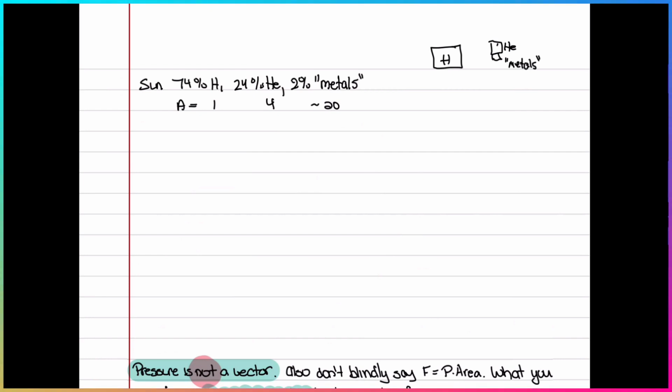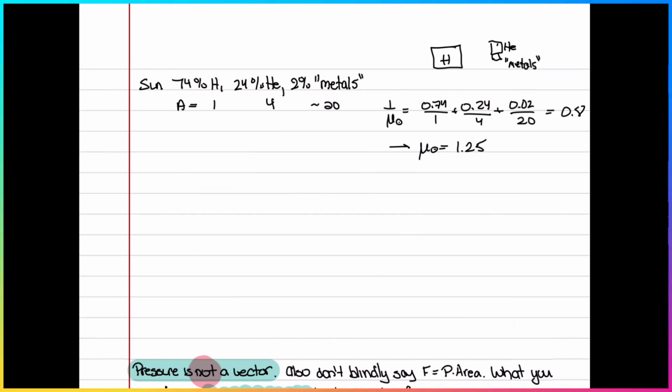When you take into account, it's mostly carbon, nitrogen, and oxygen, but then there's lots of other pinches of other elements too. So then, the mean molecular weight for the sun, 1 over mu sun, is going to be 0.74 divided by 1 plus 0.24 divided by 4 plus 0.02 divided by 20. This is equal to 0.8, which then implies that mu for the sun is about 1.25.